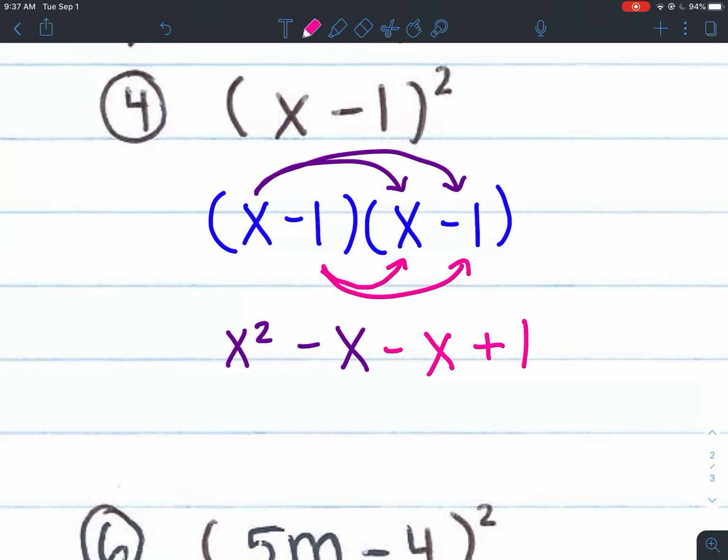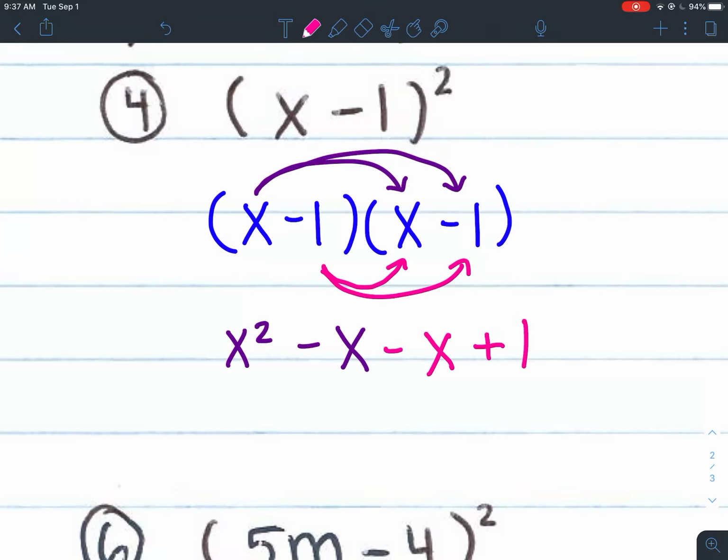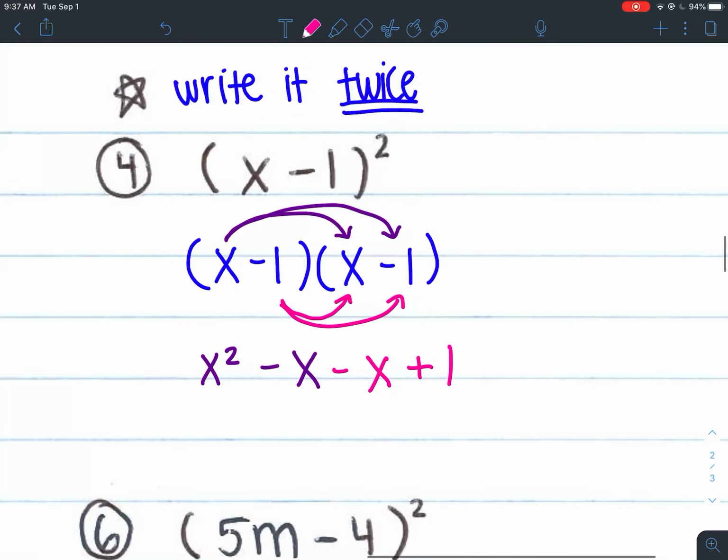Okay, so what was the only difference from this problem to the previous problems? We had to do an extra step at the very beginning and write it twice. But after you write it twice, it's exactly the same. You just have to remember to write it twice because you're going to want to distribute that 2 and it will be wrong. And again, I'll prove it to you in 1 second.